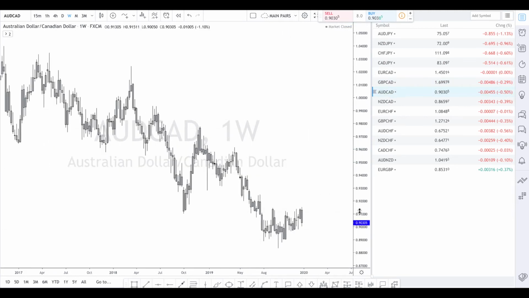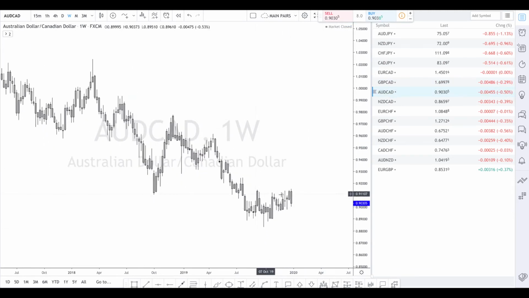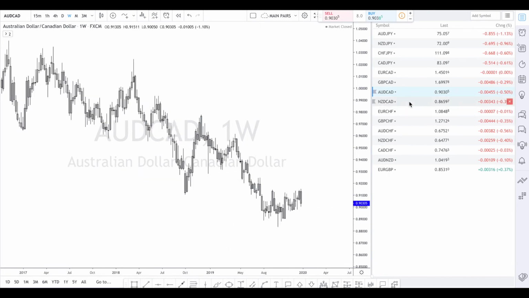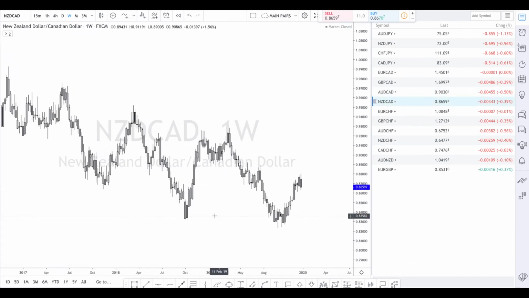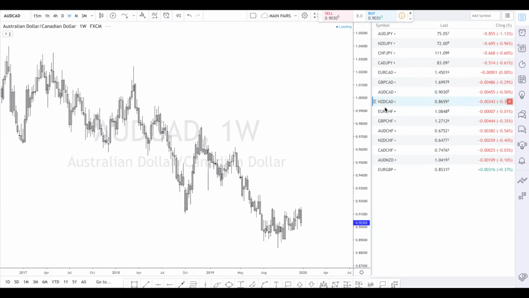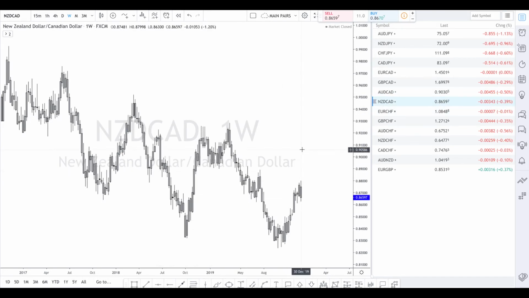Aussie CAD, no real movement. As you can see, Aussie CAD has been range bound for quite a while. New Zealand CAD, you can see just a bit ahead of the curve. Because it's a bit more volatile, New Zealand CAD is just a bit ahead of the curve. So it could be showing you that we're going to have a breakout.